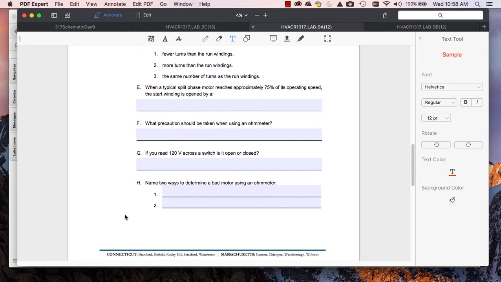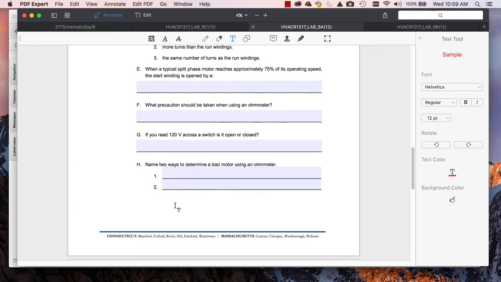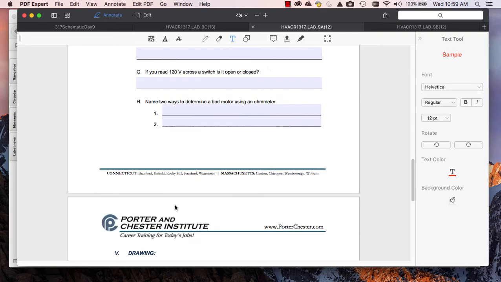Okay, two ways to determine a bad motor using an ohm meter. One, if you have an open winding, in other words, you're measuring from start to common or run to common, and if you get OL, you have an open. The other is checking from any one of the leads to ground, to the motor frame. If you have any type of resistance from any lead of the motor to the frame, you have a shorted motor. You can have resistance in the mega ohms. It won't cause damage. You can still use the motor, but once you start getting down into the kilo ohms and the ohms, you really need to replace that motor.